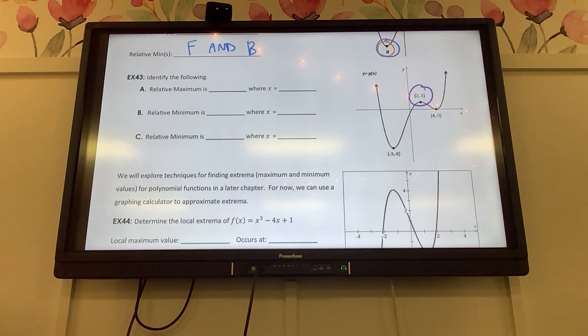Yep. So this coordinate point right here, (2, 1), I'm recognizing that to be my maximum. So remember, the y value is telling you the maximum because that's how high it's going. So your maximum is 1, but it's at x equals 2.